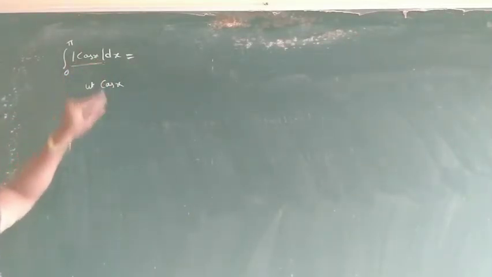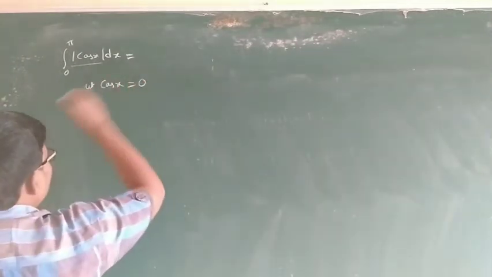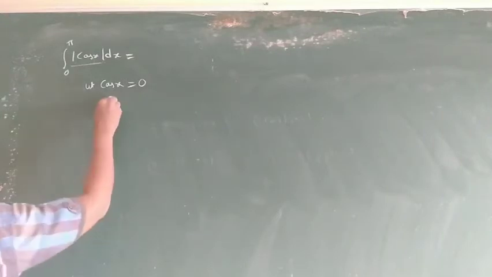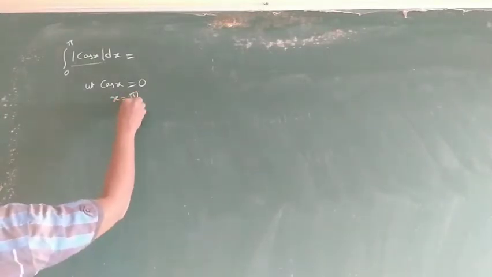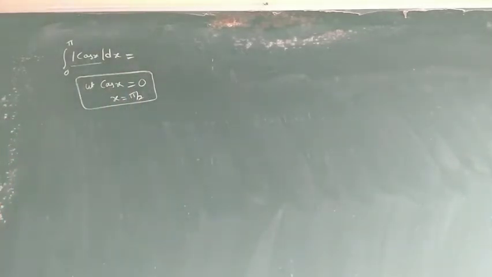So x is equal to what? Cos x. So cos x is equal to 0. So x is equal to 90 degrees. Cos 90 is 0. Okay. So by the property P2, what is the property P2?